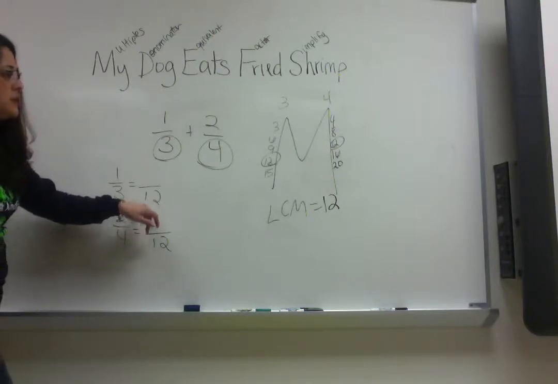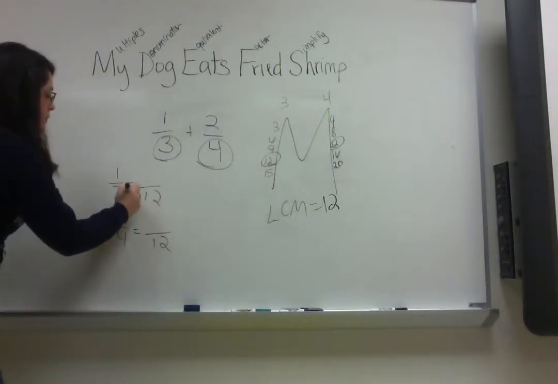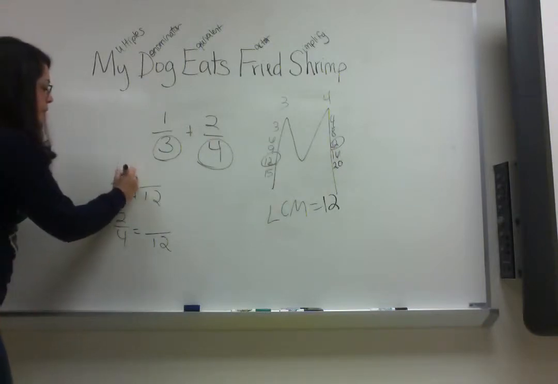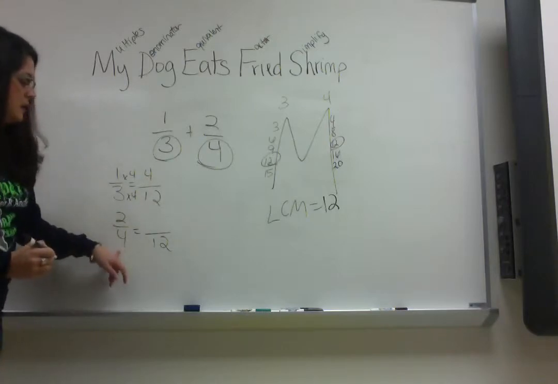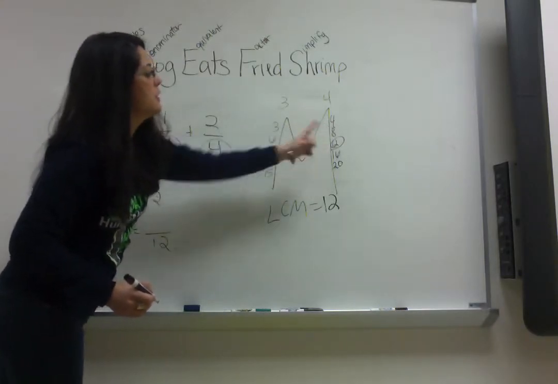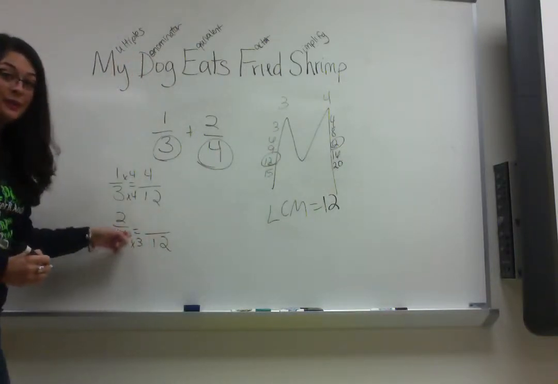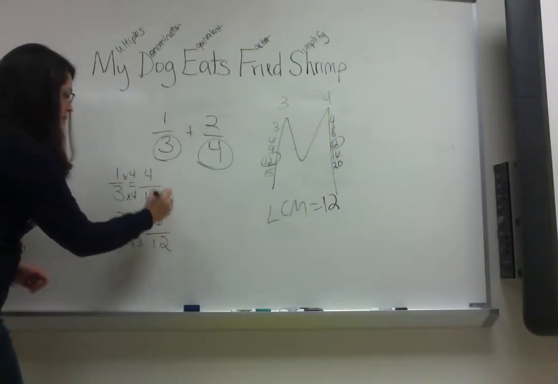All right, starting up top. 3 times what is 12? Well, 1, 2, 3, 4. 3 times 4 is 12. What I do to the bottom, I do to the top. So 1 times 4 is 4. My second fraction, 4 times what is 12? Well, 1, 2, 3. 4 times 3 is 12. What I do to the bottom, I do to the top. 2 times 3 is 6.